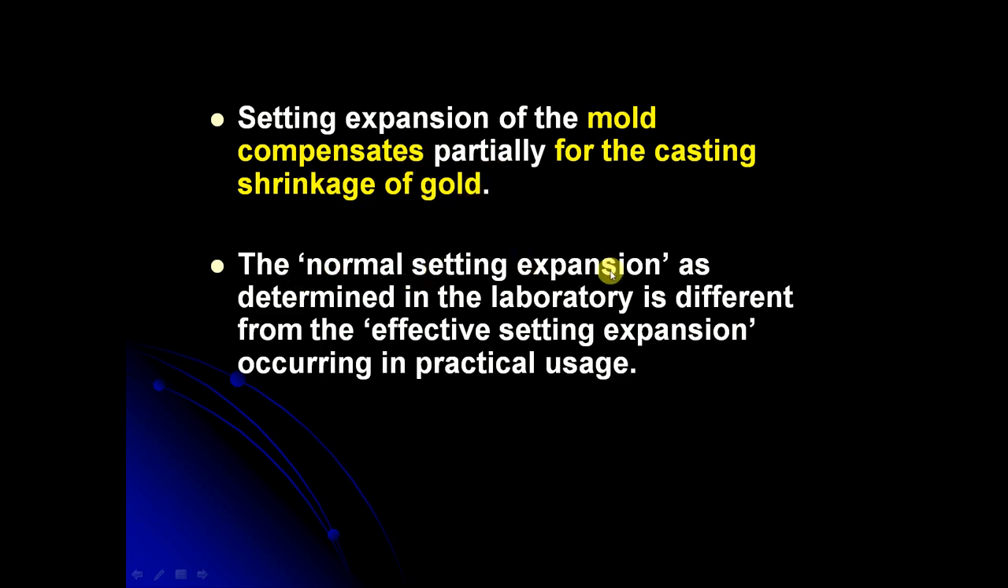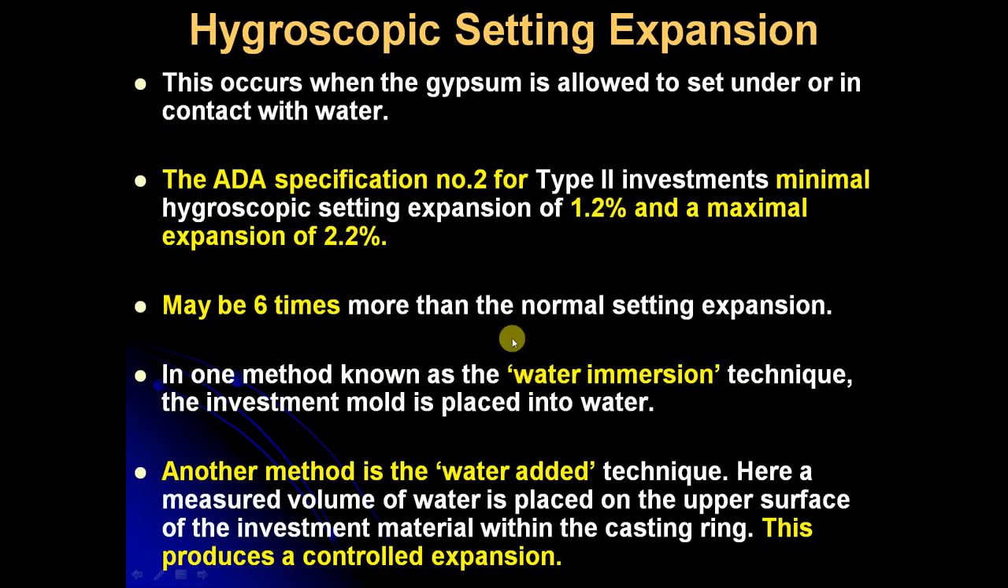The normal setting expansion as determined in the laboratory is different from the effective setting expansion that occurs in practical usage. Coming on to the hygroscopic setting expansion, this occurs when the gypsum is allowed to set under water or in contact with water. According to ADA specification number 2, for type 2 investment, the minimum hygroscopic expansion is 1.2 and the maximum is 2.2, as I've already told you, maybe 6 times more than the normal setting expansion.